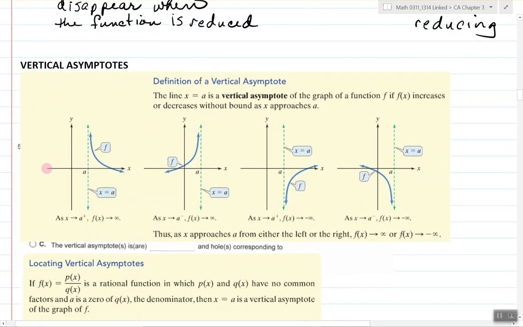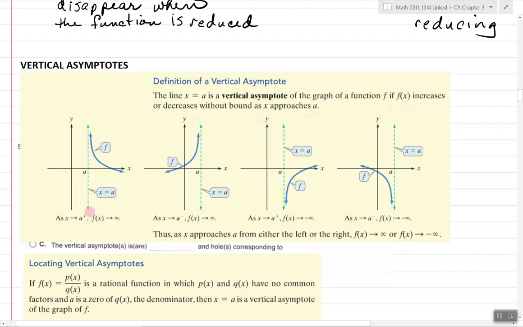A vertical asymptote is indeed a vertical line. All of these dotted drawings are drawings of vertical asymptotes. The line x equals a, meaning x equals a constant number, is a vertical asymptote of the graph of f of x if f of x increases or decreases without bound as x approaches a. Now let me explain that in everyday English.